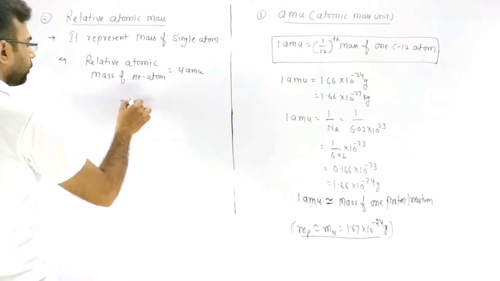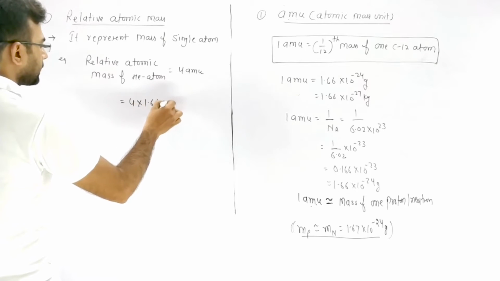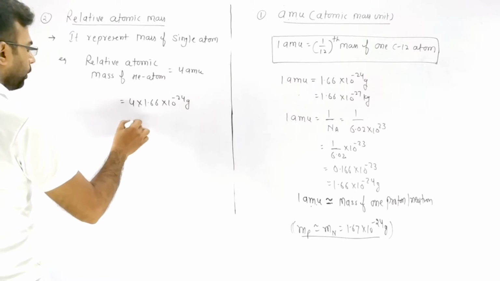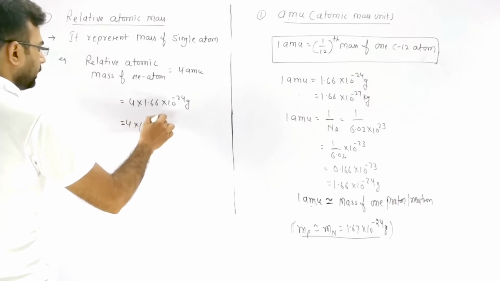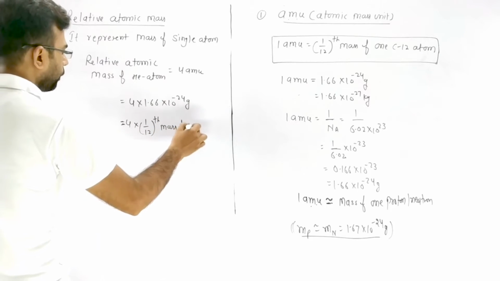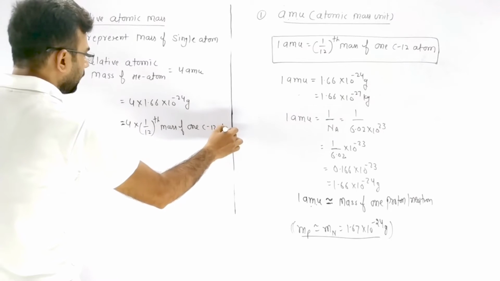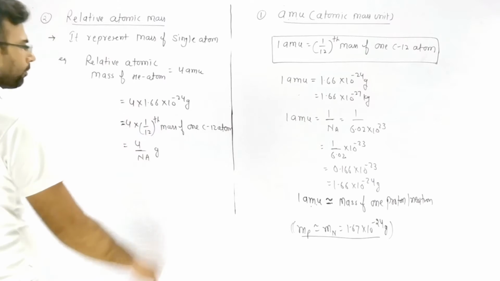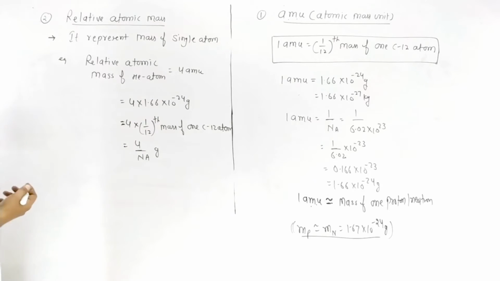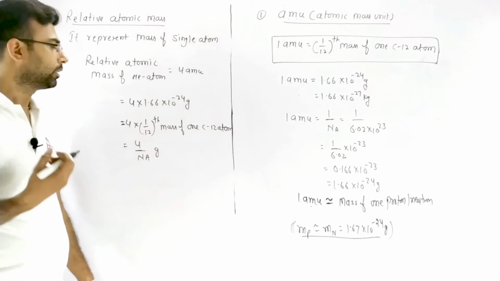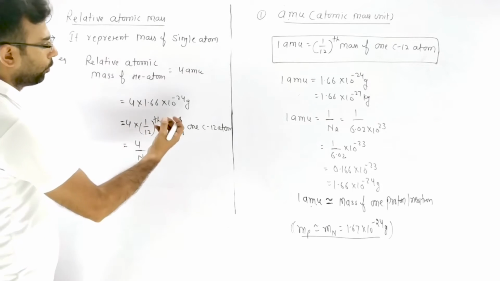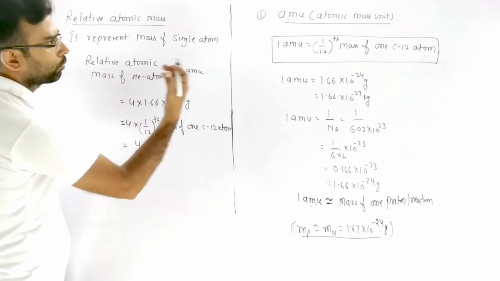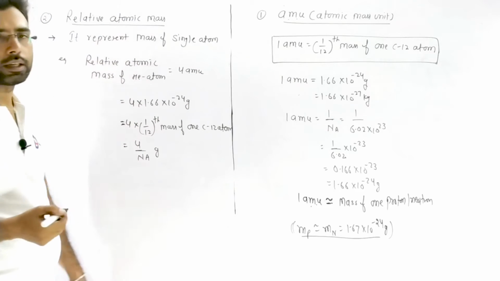So it represents 4 into 1.66 into 10 to the power minus 24 gram, or we write that helium has 4 into 1 by 12th the mass of 1 C12 atom, or we also write 4 divided by Na gram. So basically it represents that the helium nucleus is 4 times heavier than 1 by 12th the mass of 1 C12 atom. That's why we define helium mass with respect to AMU. So we write relative atomic mass.